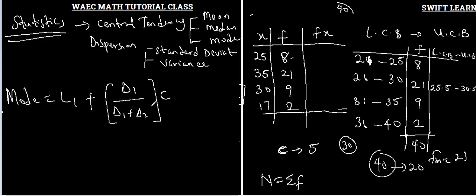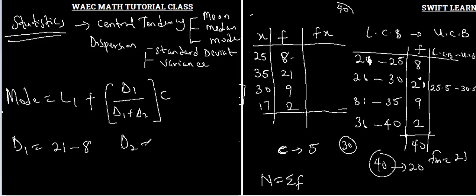So what is change? Change in one means the difference between the frequency before the modal class and the frequency of the modal class. What do I mean? Modal means the number that appeared most. Frequency means the number of times something appears. So you can tell me boldly that the modal class is what? Is this 26 to 30, right? Because the frequency is 21. So if I want to get change in one, it will be 21 minus 8. Are you with me? Yes, sir. Because change in one means the frequency before this and this.